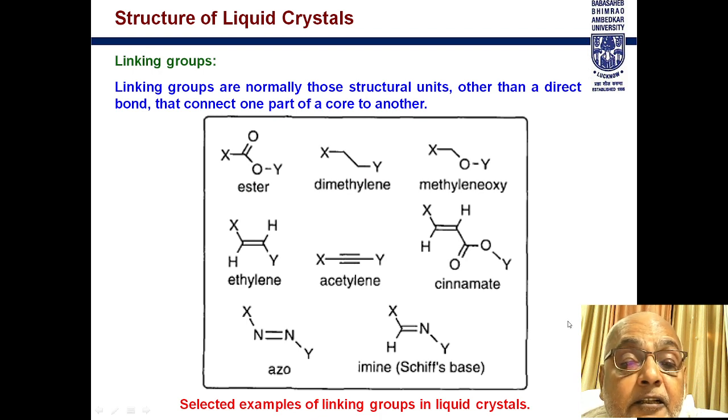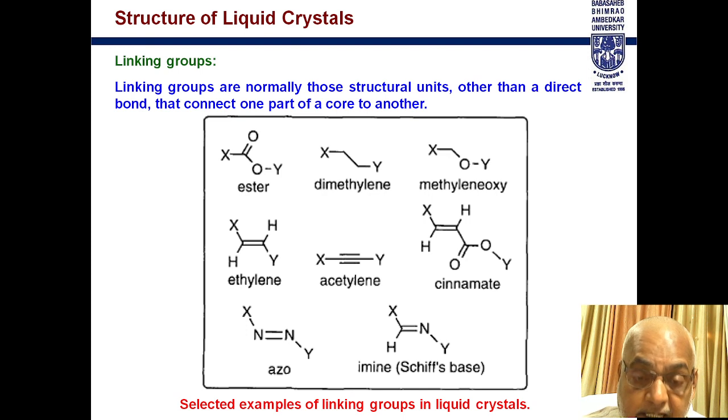Then the linking group. Linking groups are normally those structural units other than a direct bond. They connect one part of the core to another part. This is like the structure connecting to a phenyl ring, and they are called the linking group. There are some examples of the linking group in liquid crystals.